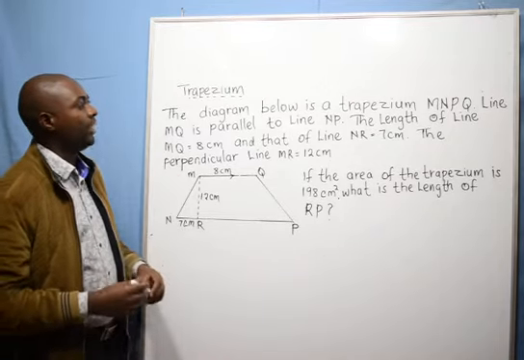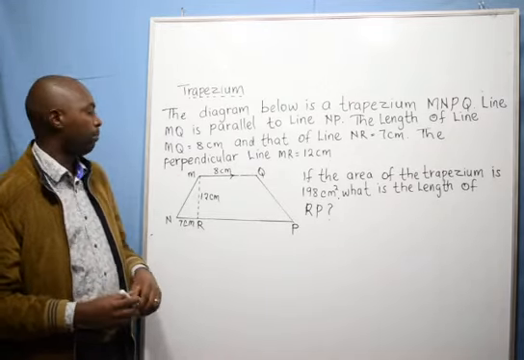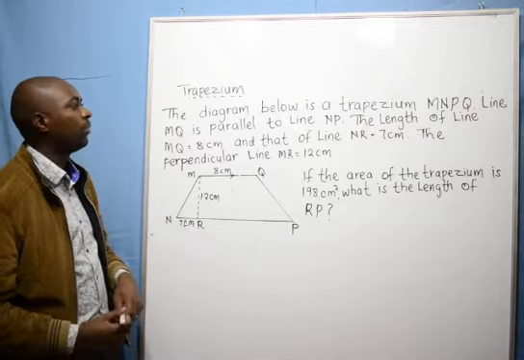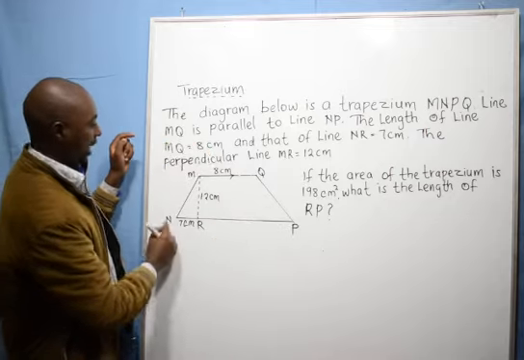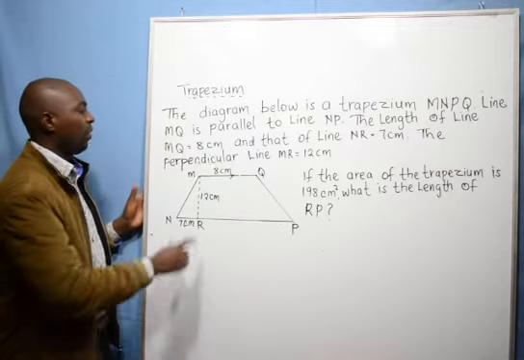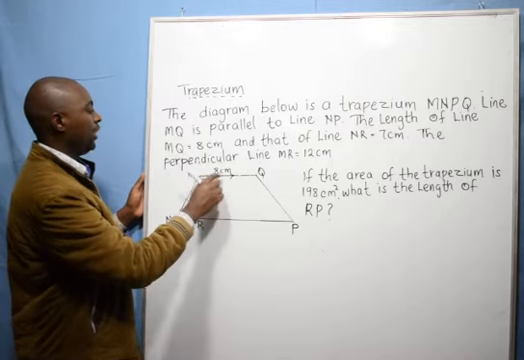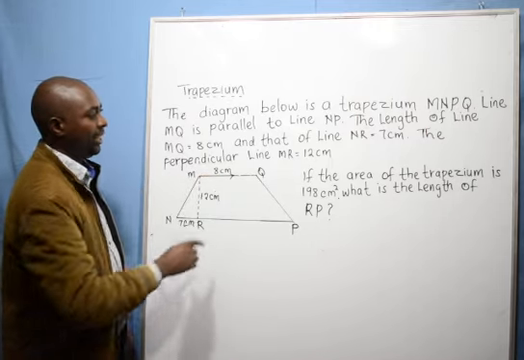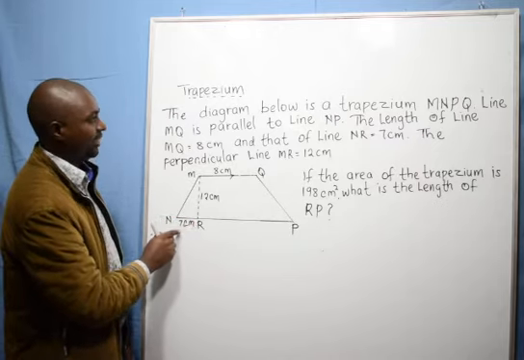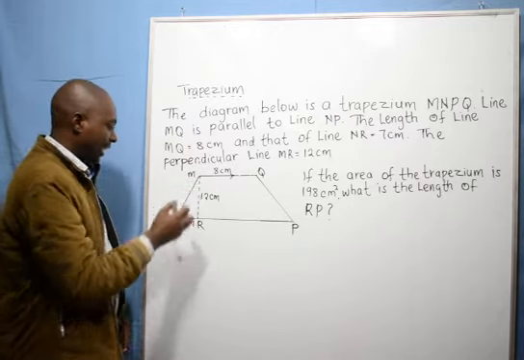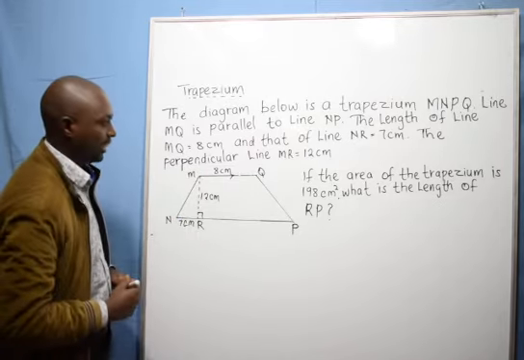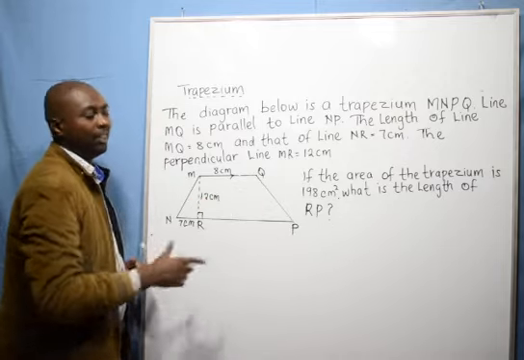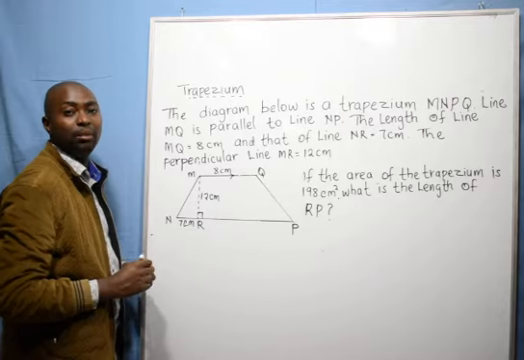The diagram below is a trapezium marked M, N, P, Q. Line MQ is parallel to line NP. The length of line MQ is 8 and that of line NR is 7. The perpendicular distance is 12 centimeters. The area of this trapezium is 198 centimeters squared.